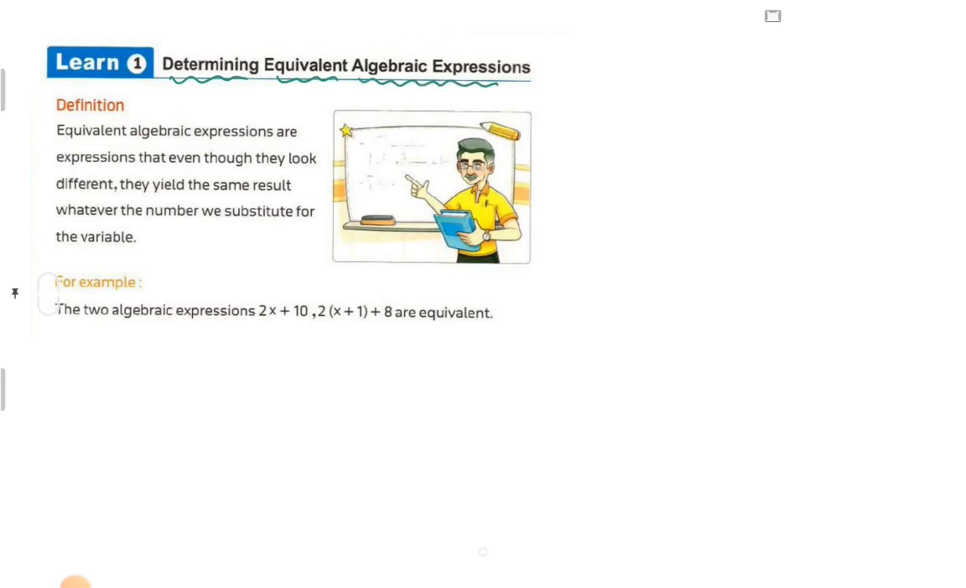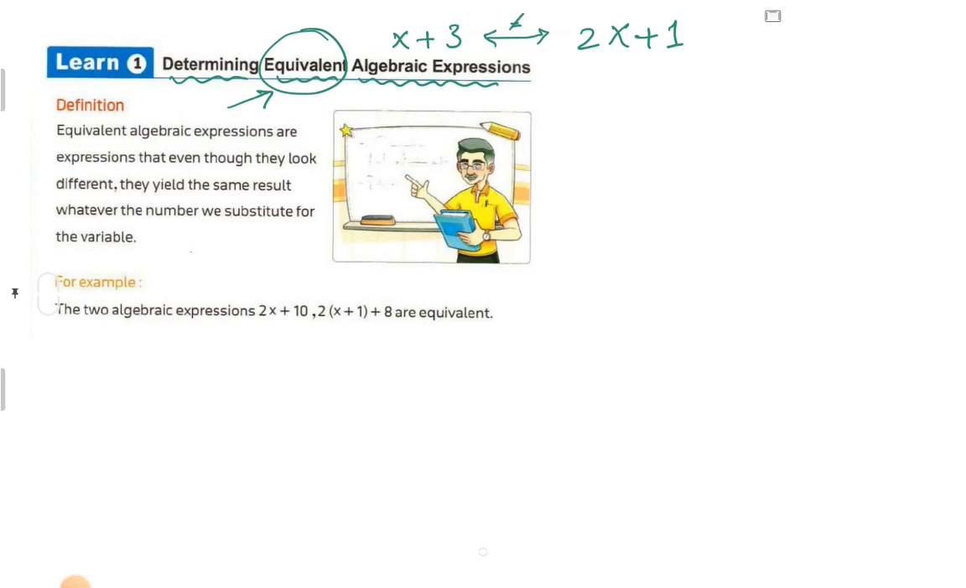Algebraic expression like x plus 3. Equivalent between two algebraic expression. This is one algebraic expression and another one like that. Now we have two algebraic expression. What is the meaning of equivalent? Equivalent, that's mean it's equal each other. It's equal each other or not equal each other.